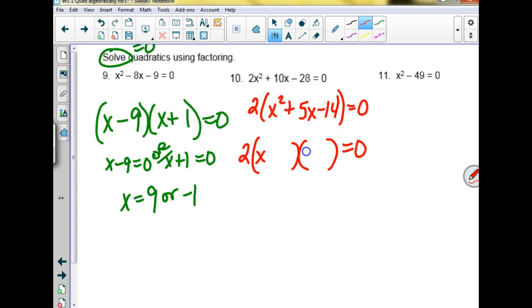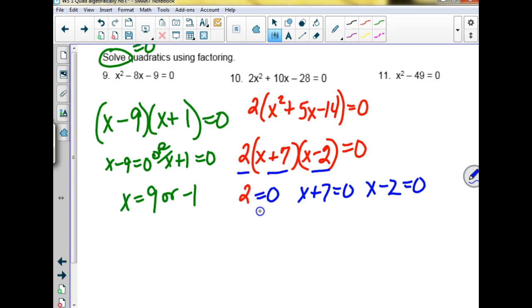Okay, now I have x squared, so I have an x and an x. What factors of 14 make 5? Okay, and I need it to be a positive 5, but a negative 14. Positive 7 and negative 2. All right, so I have 3 things that are multiplying here: a 2, an x plus 7, and an x minus 2. So that one could equal 0, that one could equal 0, or that one could equal 0. 2 cannot equal 0, right? So when we divide that out, it's just gone. So what are the 2 things x can equal? X can equal 2, and negative 7.